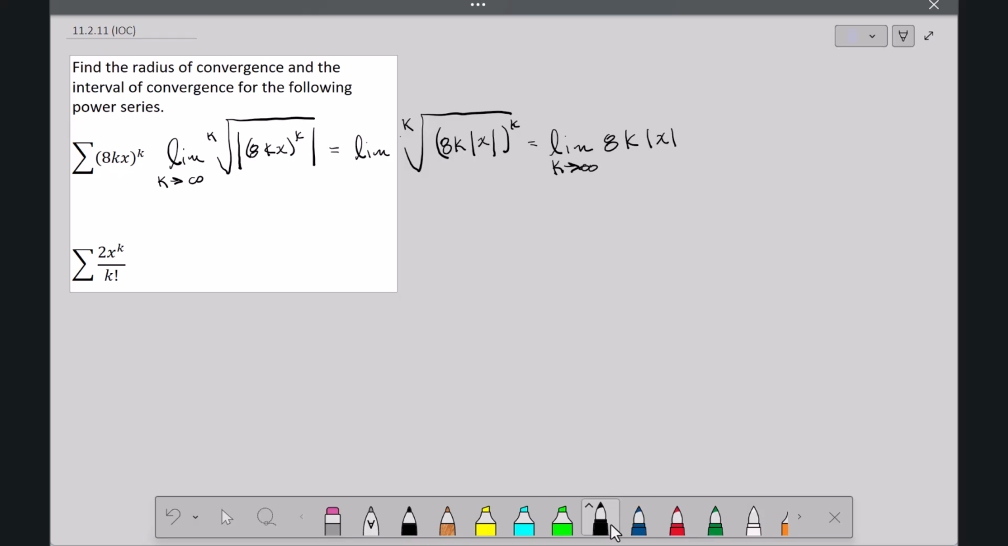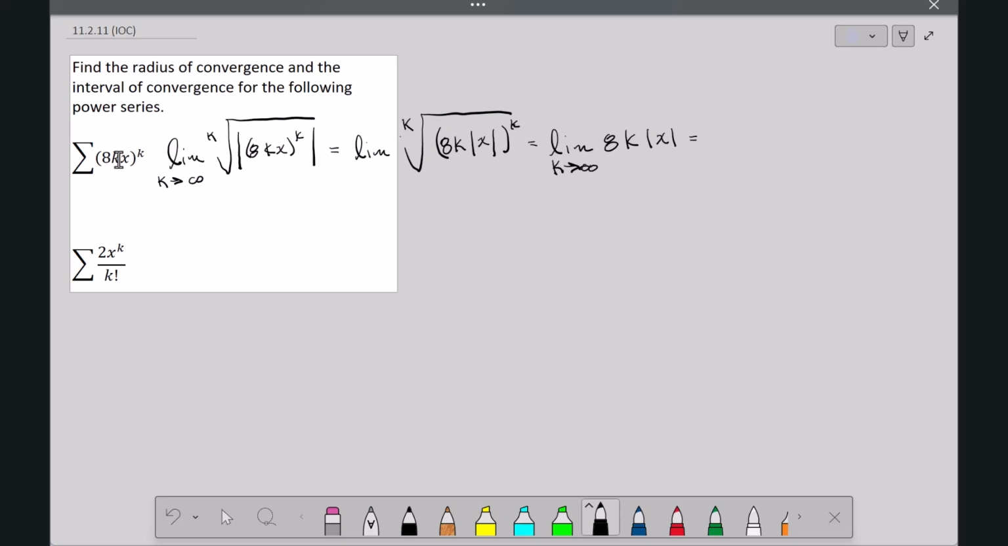And this limit is going to be equal to infinity as long as x is not 0. And if x is 0, the limit will be 0. x equals 0 is the center of the series. So remember that a series always converges at its center. So when x is 0, we'll be adding 0 to itself forever, so that will be 0. We always have convergence at the center of the series.